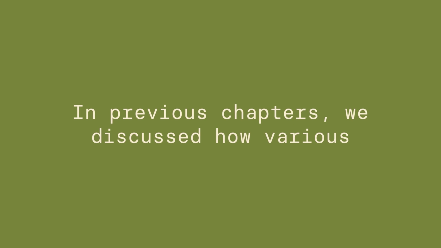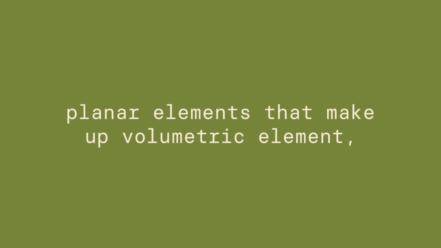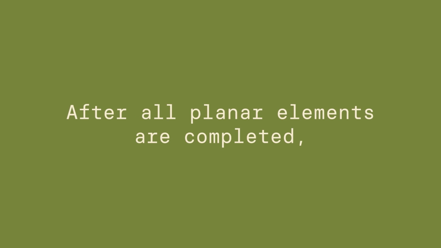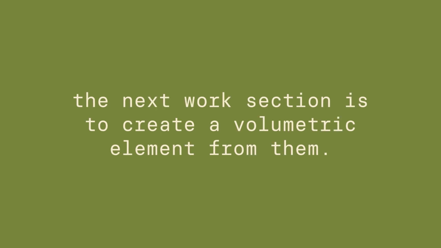In previous chapters, we discussed how various planar elements that make up a volumetric element, such as walls, floors, and ceilings, are manufactured. After all planar elements are completed, the next work section is to create a volumetric element from them.